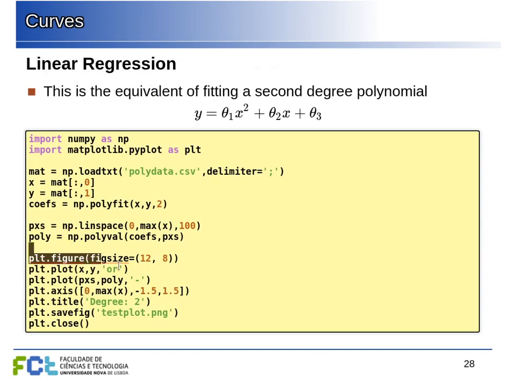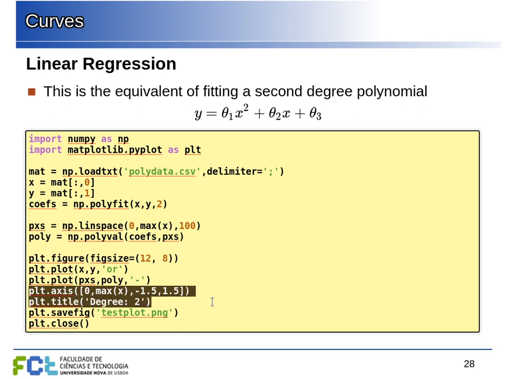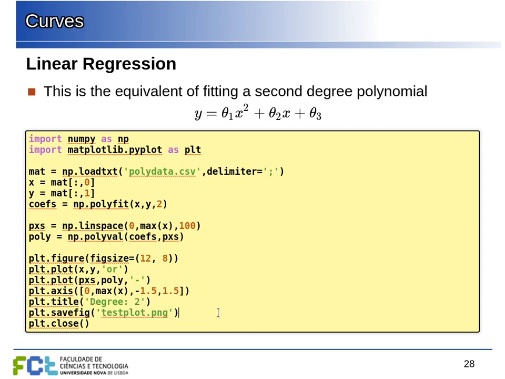And now this is simply plotting. We create a figure, we draw the data with red circles. This is O for a circle and R is red for the color. Then we draw the polynomial curve with a line, and this is just to put the scale of the axis, the title, and save the figure to a file.